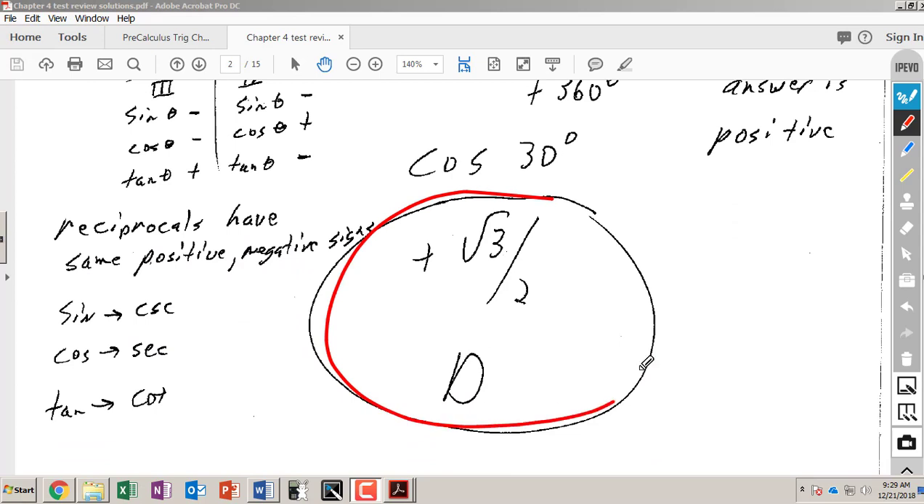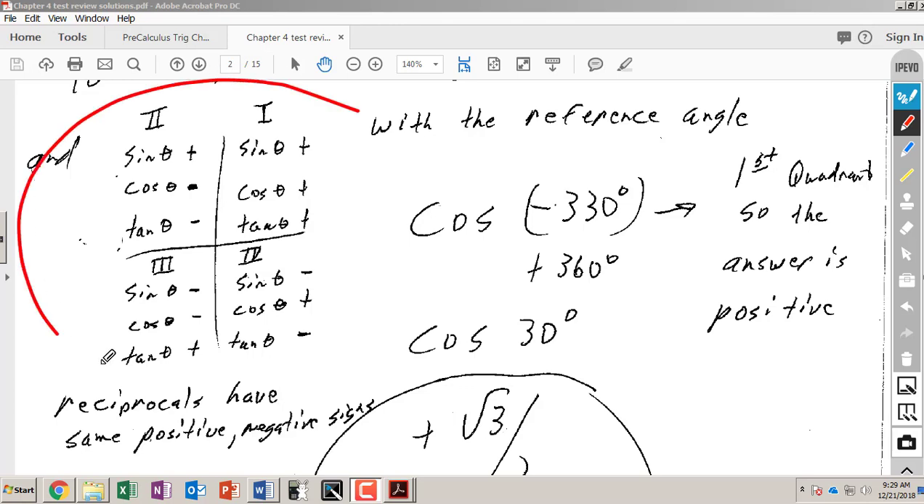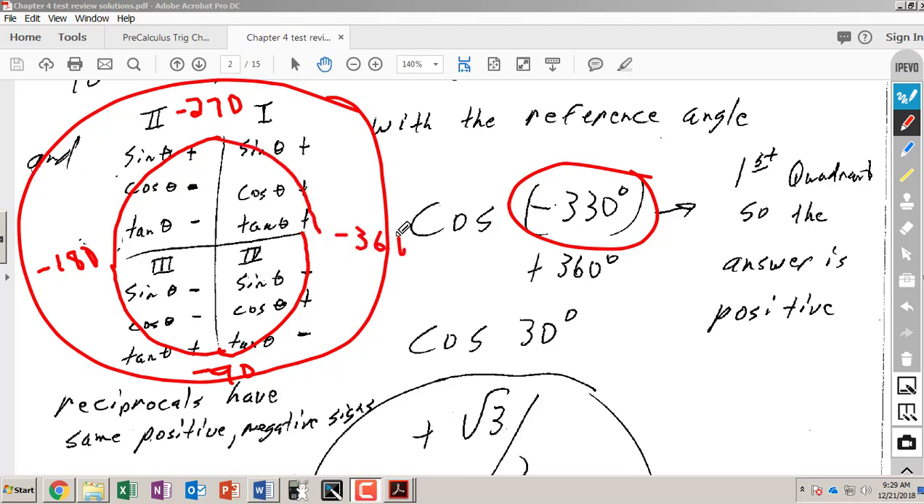But now I have to double check to make sure whether it's positive or negative. So to determine that, I need to come to this chart right here and determine what quadrant negative 330 degrees is in. So I'm checking to see this. Remember, as you rotate backwards, from here to here, that would be negative 90. And over here is negative 180. So I'm rotating the opposite direction. So this would be negative 270. And then this would be negative 360. So I know that negative 330 is between negative 270 and negative 360, so I know it's in the first quadrant.